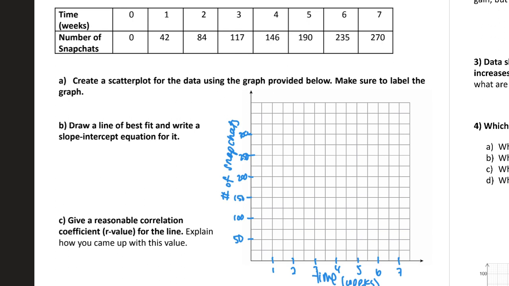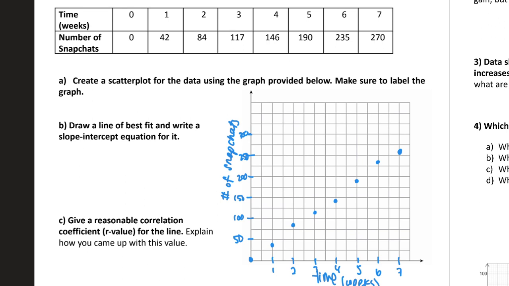So now I'm going to graph it. So first one is 0, 0. Then I have 1, 42. So you're going to have to kind of estimate 42. Then 2, 84, 3, 117, 4, 146, 5, 190, 6, 235, and then 7, 270.